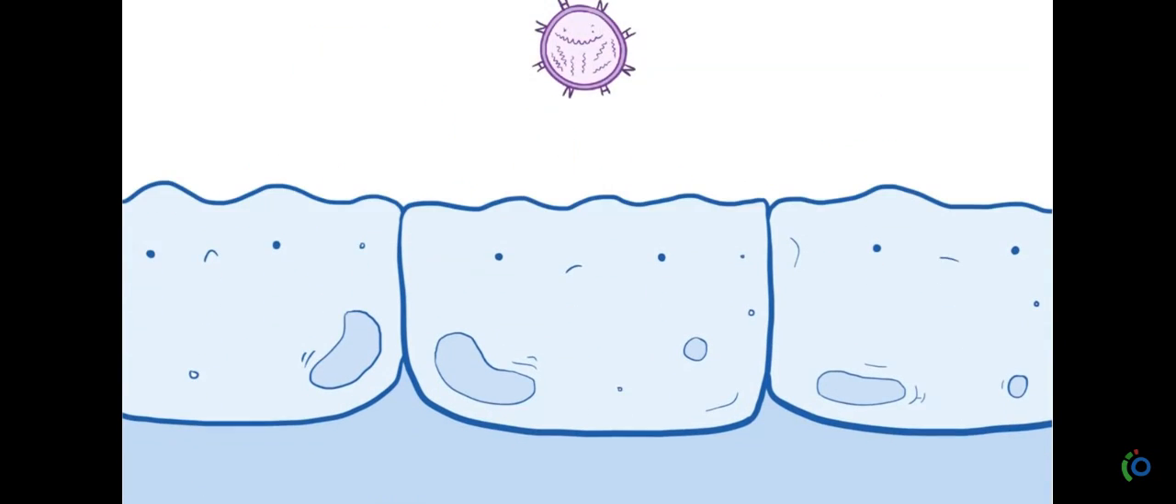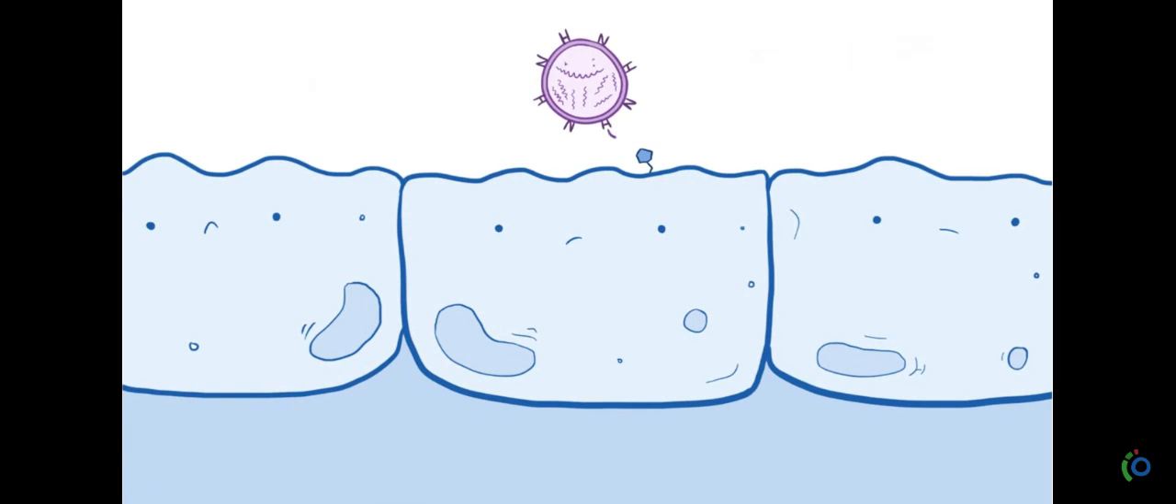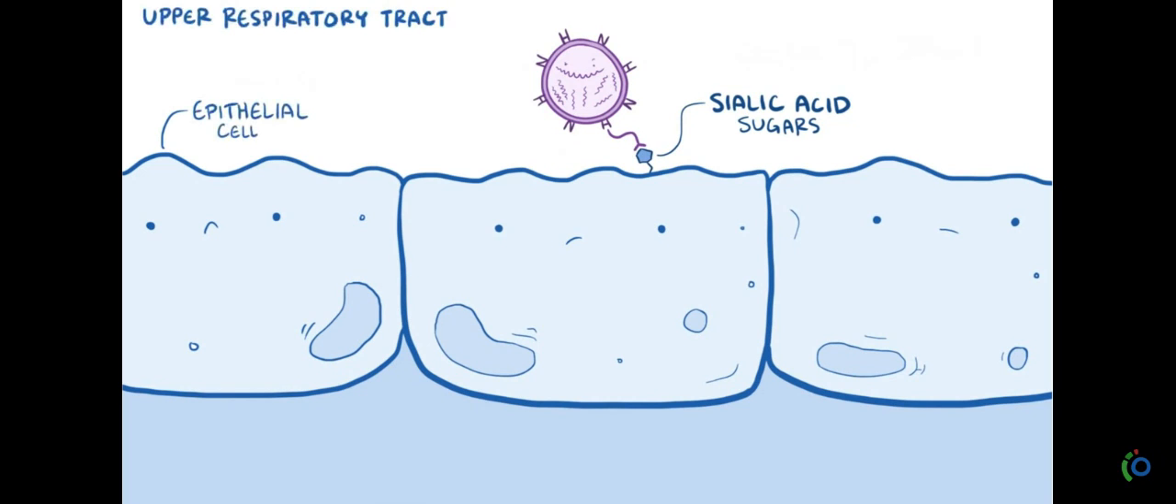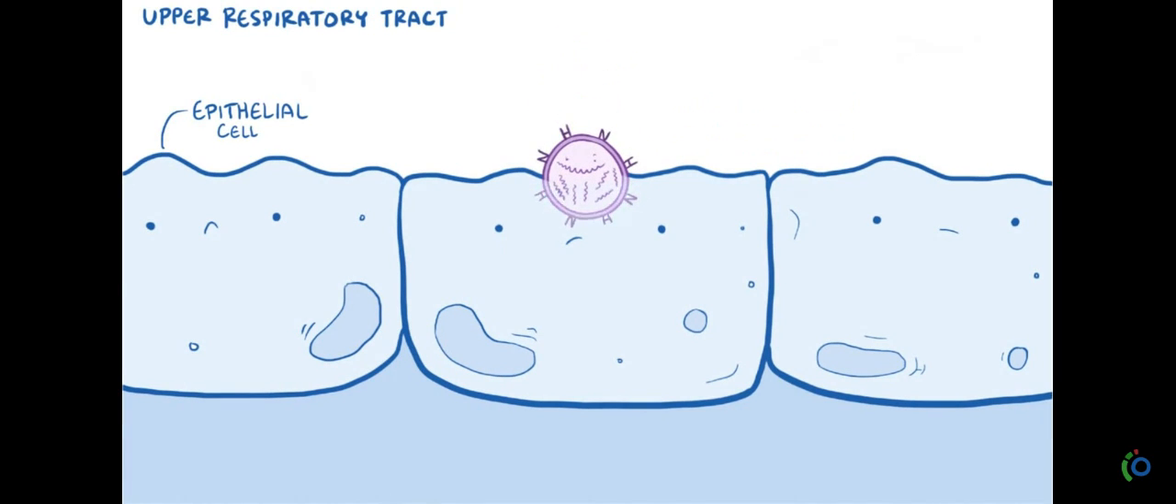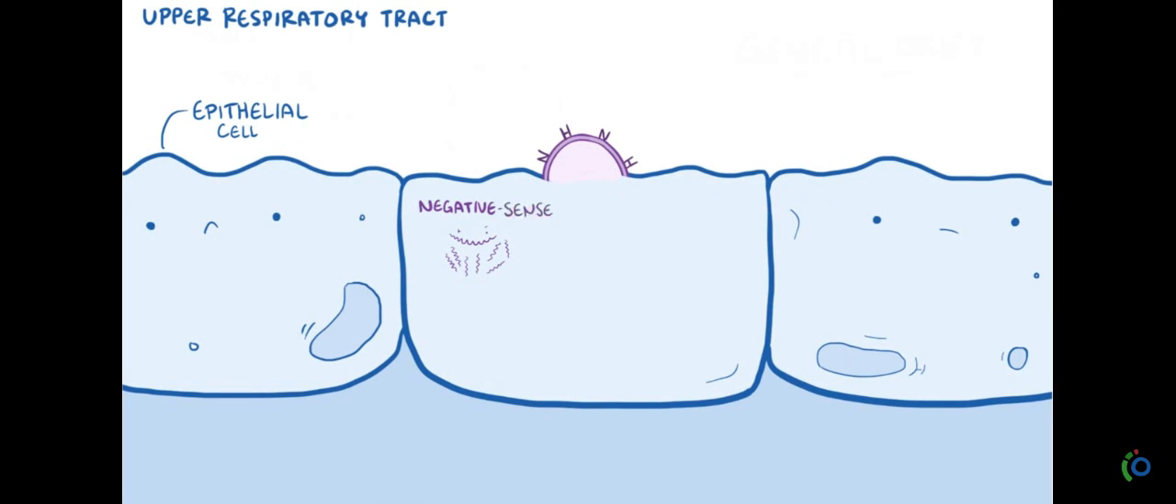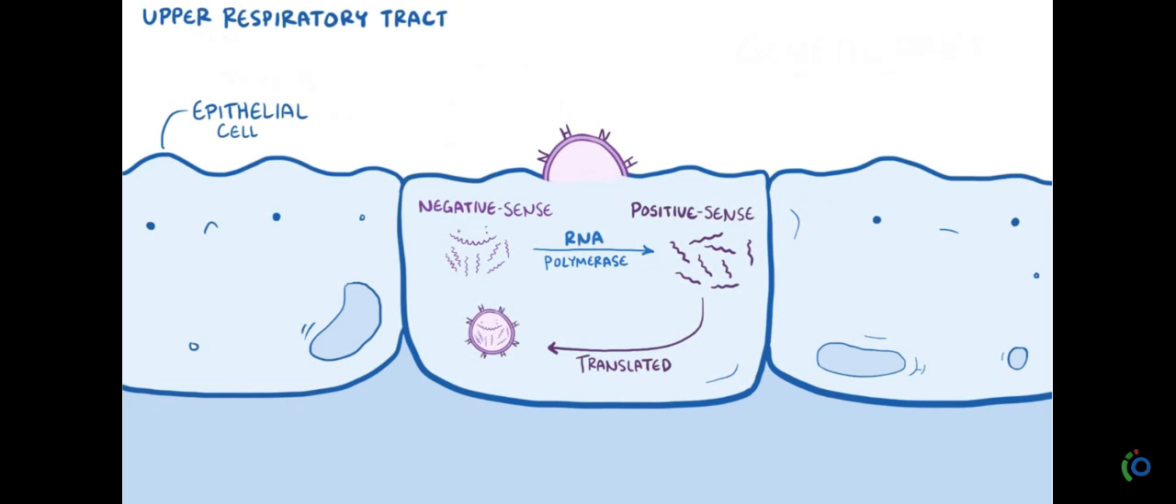When the flu virus enters the body, it uses hemagglutinin to bind to sialic acid sugars on the surface of epithelial cells in the upper respiratory tract. Once bound, the cell swallows up the virus in a process called endocytosis. That viral RNA is negative sense, which means that each piece first has to be transcribed by RNA polymerase into positive sense mRNA strands, before it can be translated into proteins and assembled into new viruses.